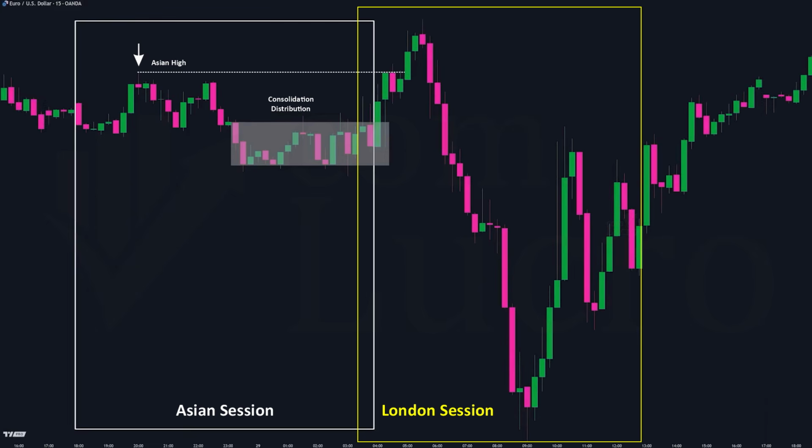The sequence we observe here is an Asian session consolidation, followed by manipulation as the London session opens, and then continuation as price moves lower. By understanding how these phases interact with trading sessions, and by aligning them with when liquidity and volatility enter the market, you can better anticipate price behavior and identify higher quality trading opportunities.